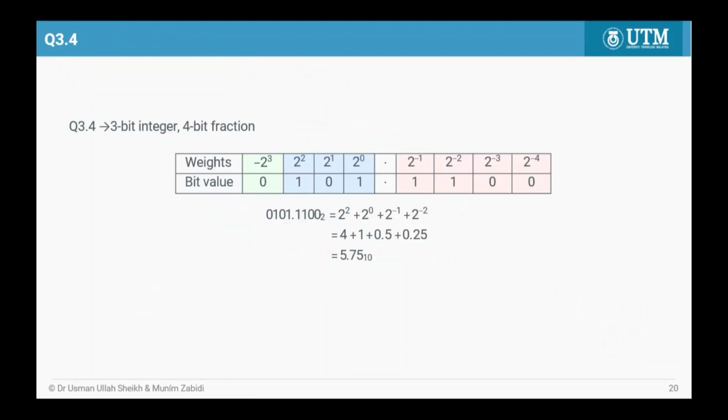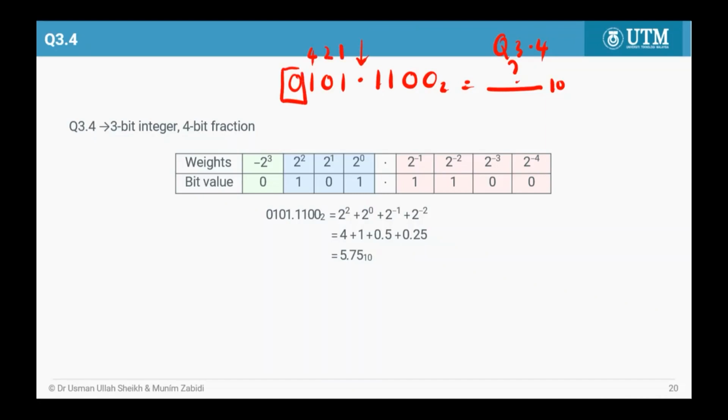Okay, you are given this value 0, 1, 0, 1, and then dot 1, 1, 0, 0. So this number is represented by Q34 format. Now you're going to find out what is the value in decimal number. So what are you going to do? First, we locate the binary point. So this is the binary point. Then you calculate the weightage. So this is 1, 2, 4.